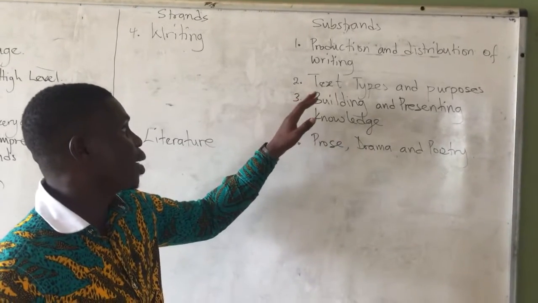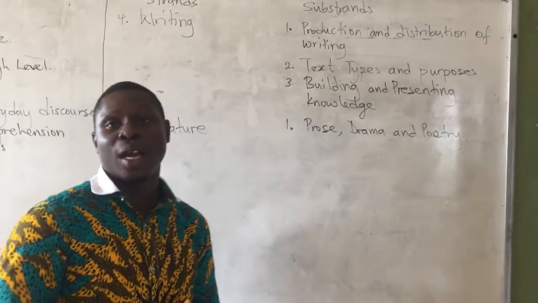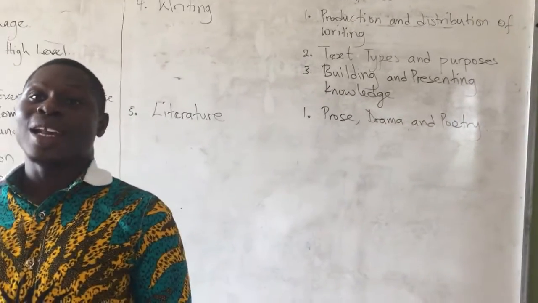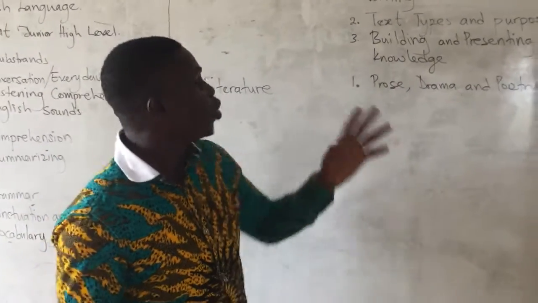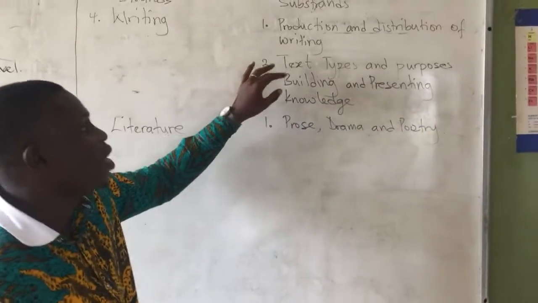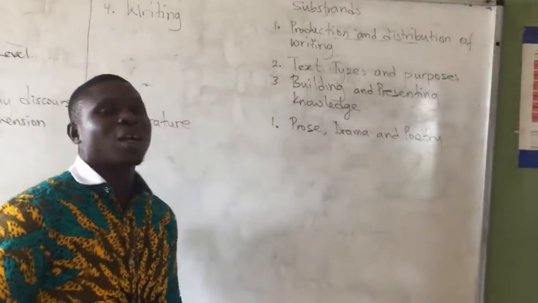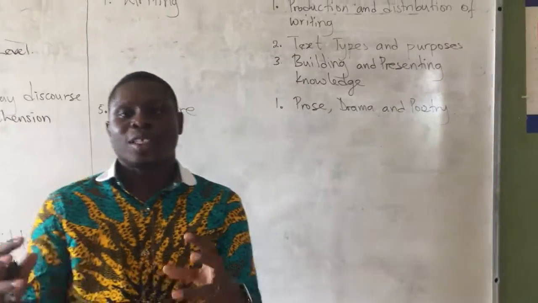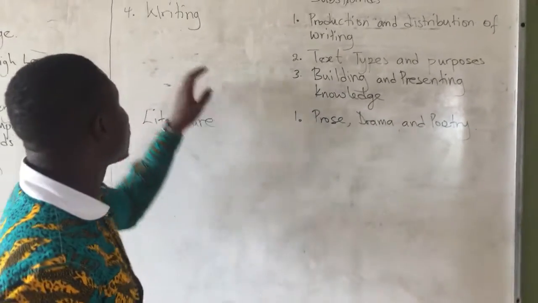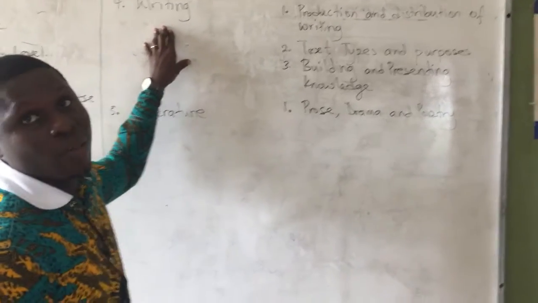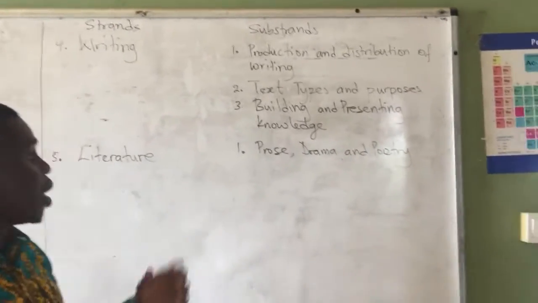And the second substrand is text types and purposes. That is the same as what we previously knew as the essays. The essay types like letter writing, arguments, and descriptive essays. All those types have been categorized or named text types and purposes. And then building and presenting knowledge is where we'll see how best we can go beyond writing just an essay, to put materials together to see the future of being a writer. So this time we are actually trying to build your language skills to be a better writer in the future.